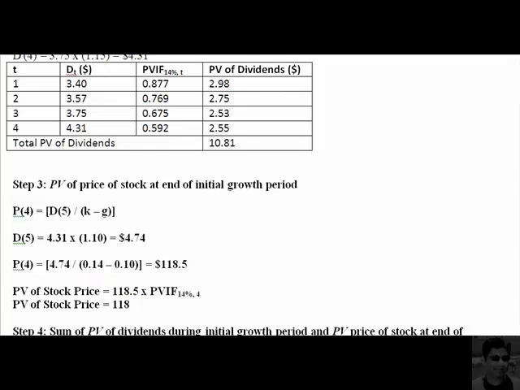So let us go back to the tables again. 118.5 times the present value interest factor, PVIF of 14% for 4 periods. We have already located that value. We wrote it here, 0.592. So let's just copy and paste it from there, 0.592. So the present value of your stock price at the end of the initial growth period becomes, if you take this product, you're going to find $70.15.